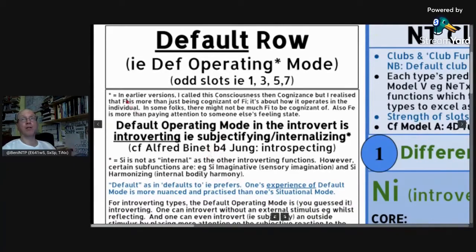So what do we mean? And so there's a bit here. In earlier versions, I called this consciousness, then cognizance, but I realized that FI is more than just being cognizant of FI. It's about how it operates in the individual. In some folks, there might not be much FI to be cognizant of. Also, FE is more than paying attention to someone else's feeling state.